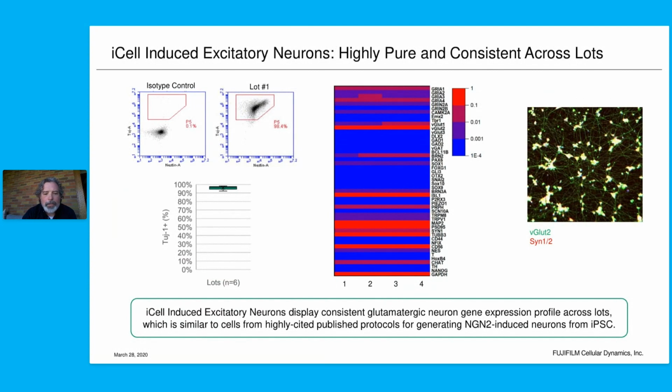We've also looked at gene expression profiles across 4 lots shown here, and we can see that, again, these are very consistently expressing the same markers across the different lots, and this includes glutamatergic markers like AMPA receptor subunits, the glutamate receptor transporters, as well as synaptic markers like PSD95 and synapsin1. And we can stain for some of those markers as shown in the ICC image on the right-hand side.